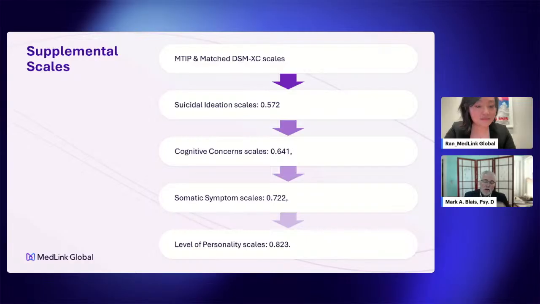In addition to the clinical scales, we were able to match some of our supplemental scales to the DSM cross-cutting measure. Our suicide ideation scale correlated at 0.57 with theirs, but theirs is a single question. Our cognitive concern scales correlated at 0.64 with their cognitive concern scales. The somatic symptom scale, or what we call body distress, correlated at 0.72 with their somatic scale, and the level of personality scales correlated at 0.82.